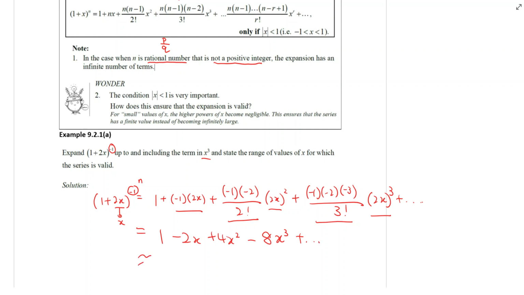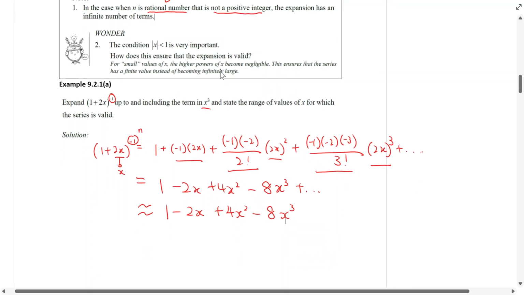For presentation, I remove the plus dot dot dot because I approximate it to only the first 4 terms, and I will write it this way. Okay, so this is a typical binomial expansion technique that you will apply.